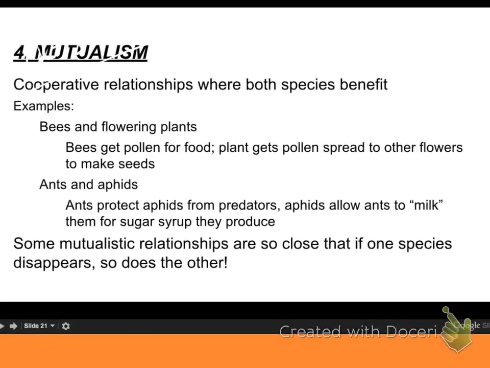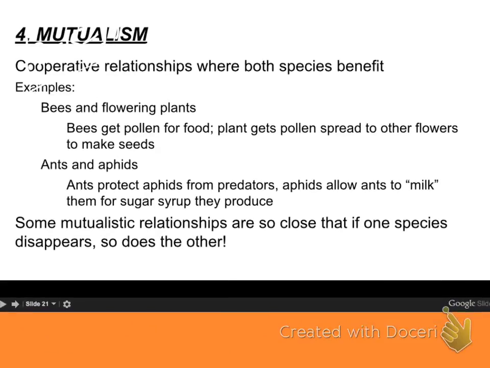And we're going to start to talk about the last two kinds of symbiotic relationships. So, mutualism is for mutual benefit. This is where two species have a relationship, it's cooperative, both of them benefit. And the classic example that's given is pollinators.